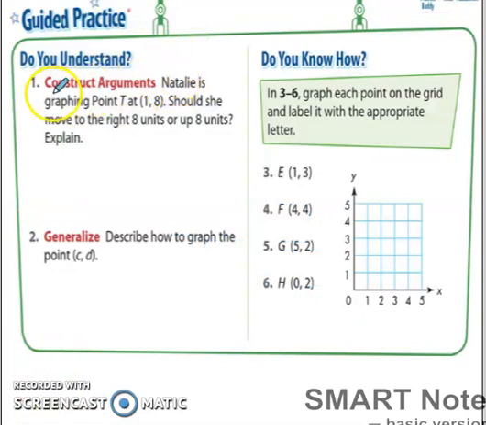Okay, so Natalie is graphing. You have your guided practice page. Natalie is graphing point T at 1, 8. Should she move right 8 units or up 8 units?